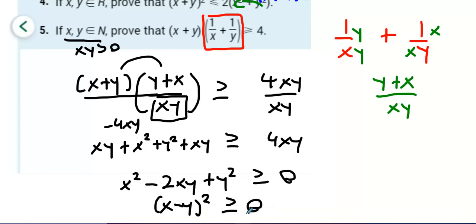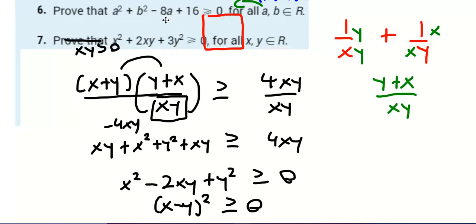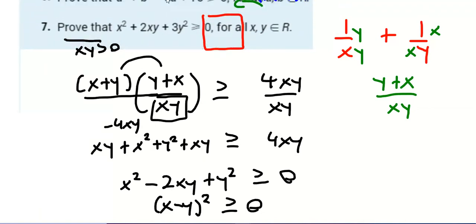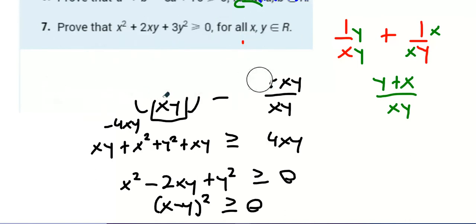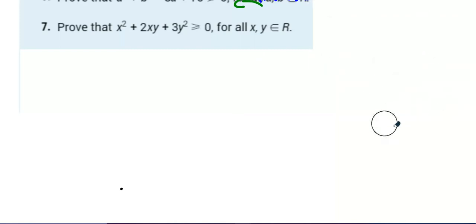All right, I'll give you guys one to do. Right. Question 7. I'll give you one hint for question 7. Here's the cheat code to question 7.